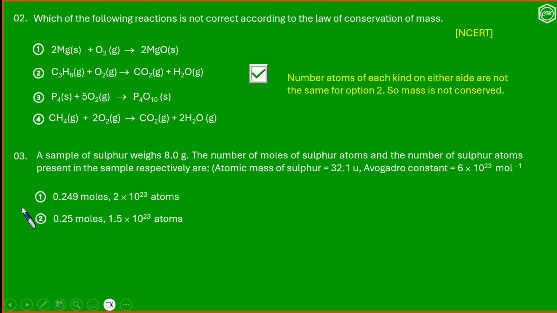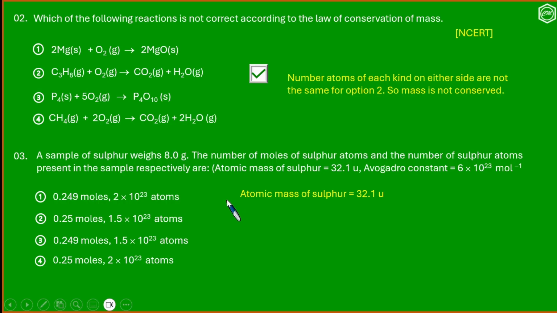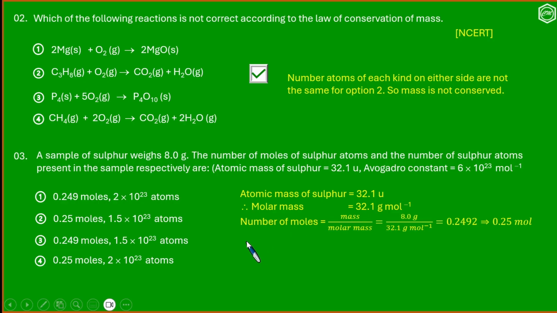Option 1, option 2, option 3, option 4. Atomic mass of sulfur is 32.1 u. Therefore, molar mass is equal to 32.1 gram per mole. The number of moles is mass by molar mass. That is 8 gram by 32.1 gram per mole, and that is 0.25 mole.